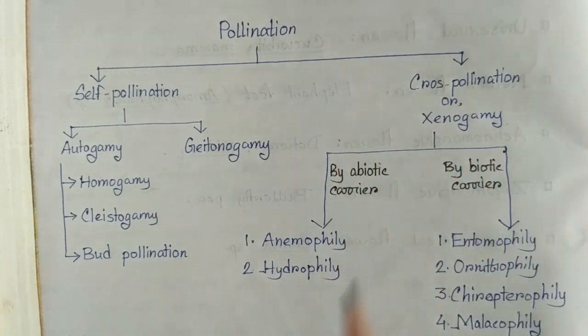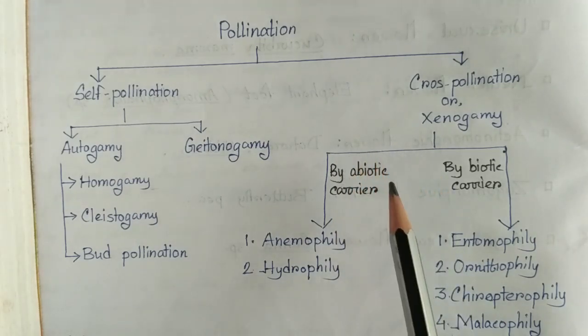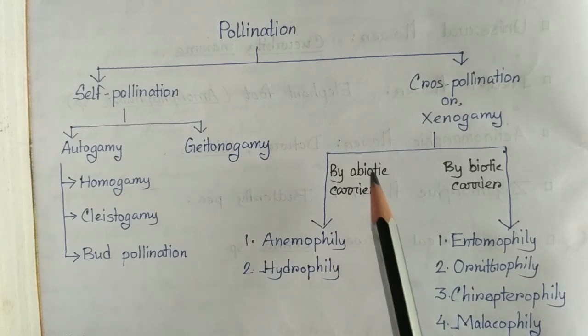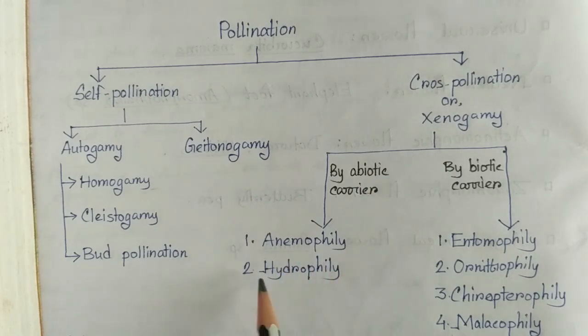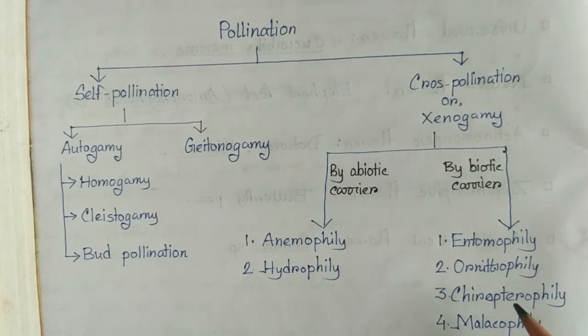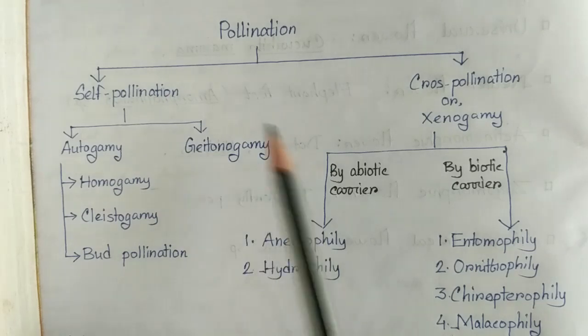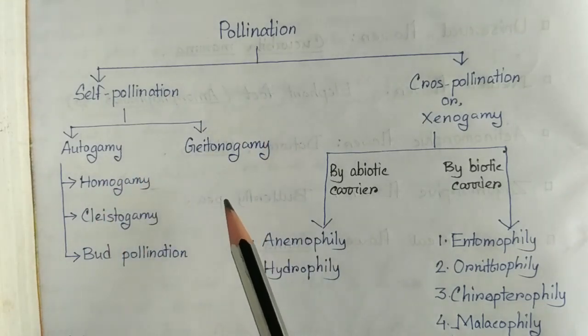the basis of carrier. First one is by abiotic carrier, meaning where no animal involvement is present: anemophily and hydrophily. And by biotic carrier, it is further divided into entomophily, ornithophily, chiropterophily, and malacophily. There are also many types, but these are mainly four types. So first we have to understand what is self-pollination and its types. Let's see further.